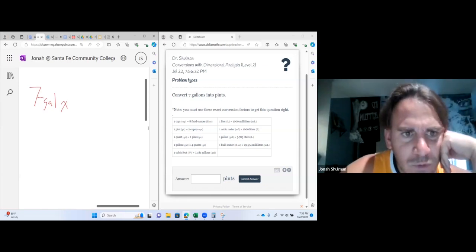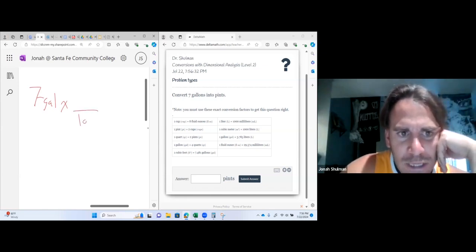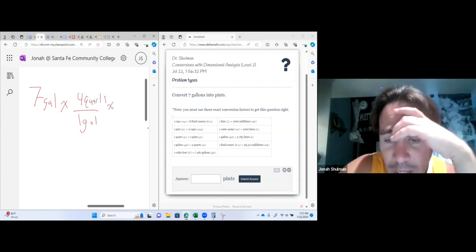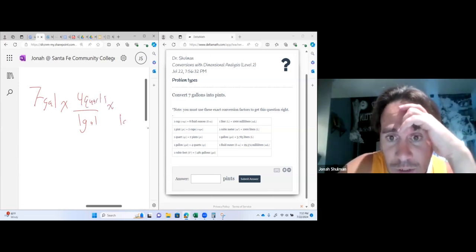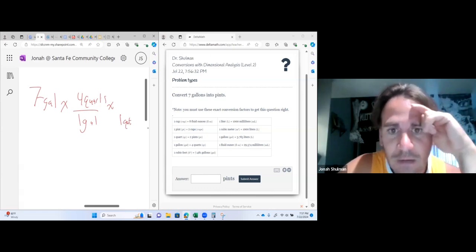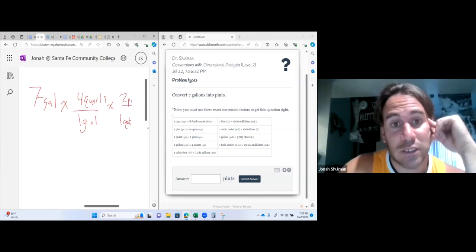So the first thing we always put what we have on the bottom. That's 1 gallon is how many quarts? 4 quarts. And we can just do it again. You do one at a time. Now we have quarts. So 1 quart at the bottom, 1 quart at the bottom, and what's on top? 2 pints. 2 pints in a quart. I did not know that.